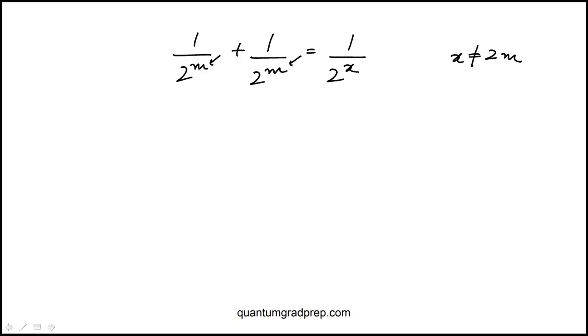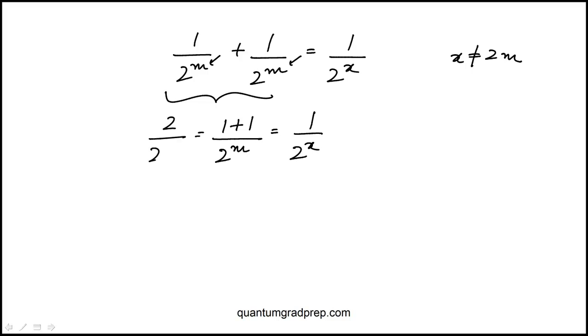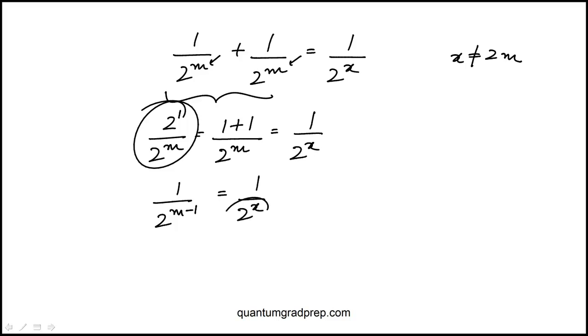There are a couple different ways to do it. Because they have the same denominator, we just add the numerators, and this becomes 2 over 2 to the m. I can rewrite this as 1 over 2 to the m minus 1, because this is 2 to the 1, and I'm subtracting it from the exponent in the denominator. The reason I'm doing that is so I can equate these two. So x has to be equal to m minus 1.